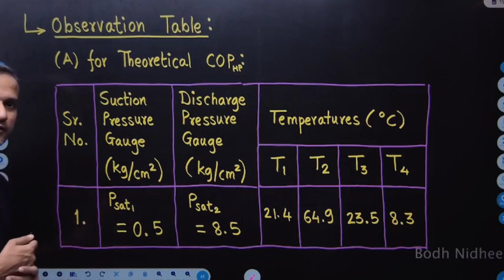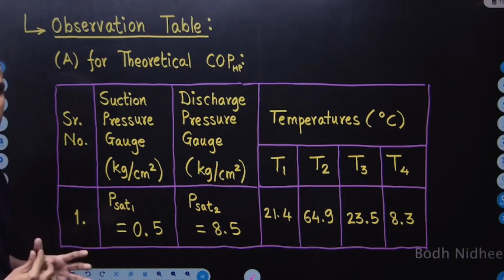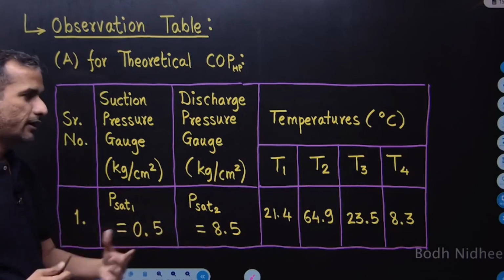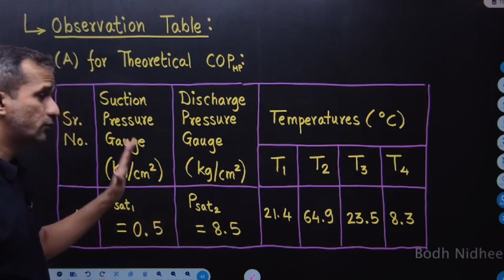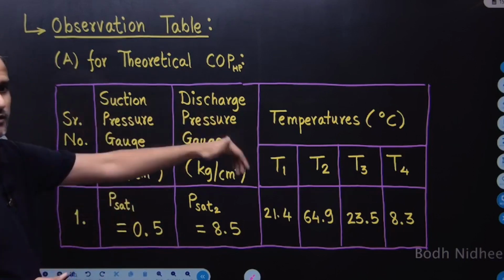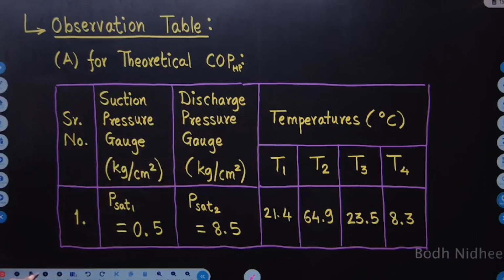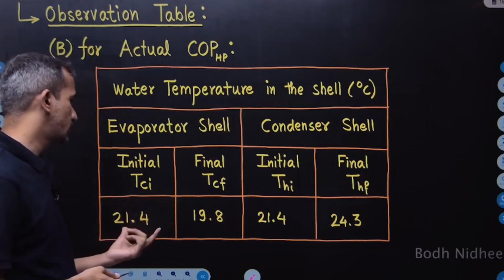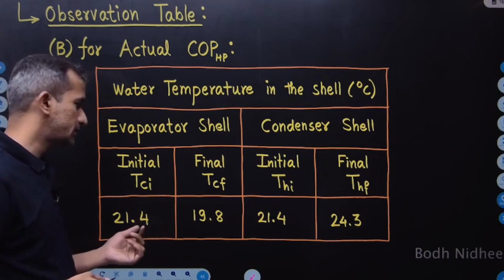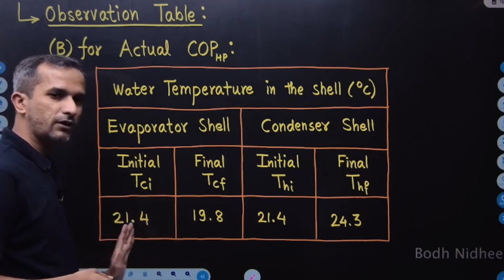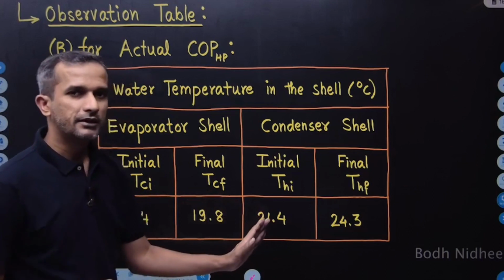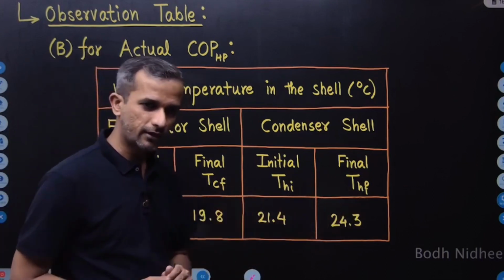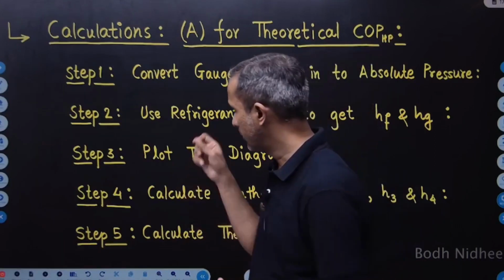So these are the readings that we have taken from the setup, right? We have found that Psat1 is 0.5 and Psat2 is 8.5. Note that these are the gauge pressures and the temperatures at the different locations. Then we found the temperature changes: in the evaporator shell the temperature dropped from 21 to 19, and in the condenser shell the temperature increased from 21 to 24. Okay, I will explain them one by one.